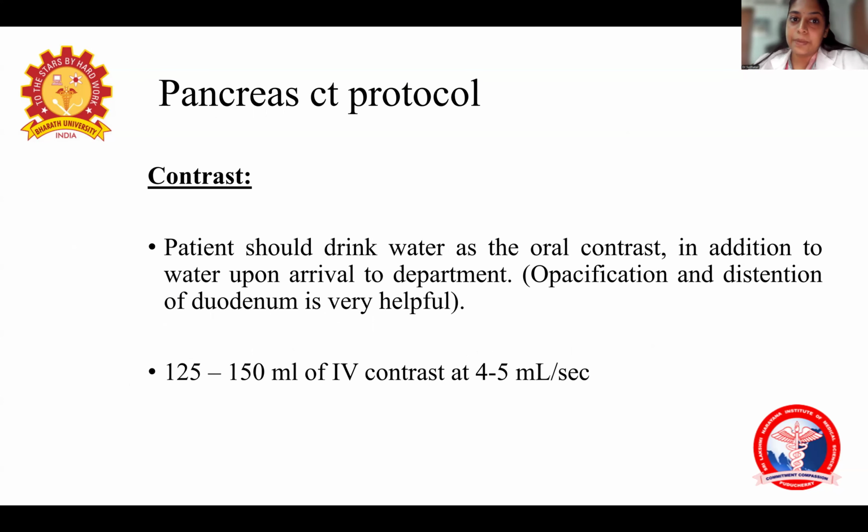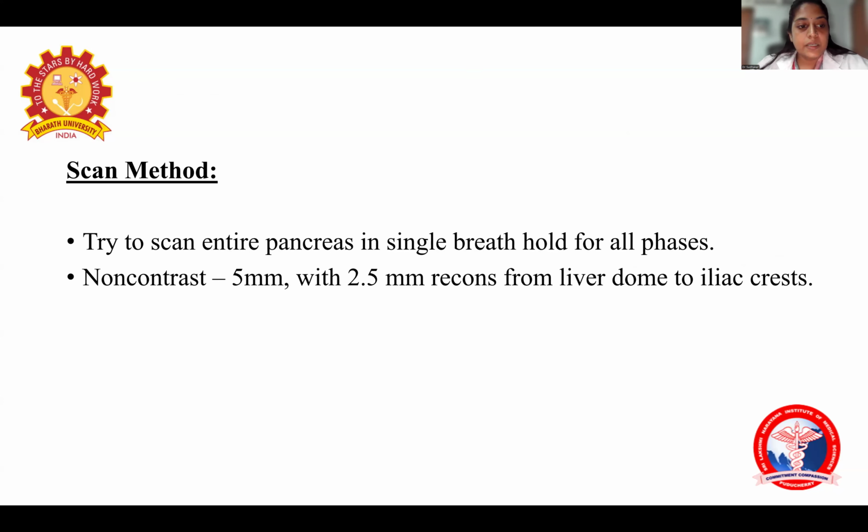This is a small pancreas CT protocol, just for a brief slide. Okay. The patient should drink water as an oral contrast, in addition to water upon arrival to the department. Opacification and distension of the duodenum is very helpful because the head of the pancreas is around it. So 125 to 150 ml of IV contrast at 4 to 5 ml per second is recommended. The scanning method is to scan the entire pancreas, but in case of an abdominal study, you usually start from the xiphoid. So the entire pancreas in a single breath. That is very important to avoid any motion artifacts. Single breath hold for all the phases, venous, arterial. The non-contrast scan at 5 mm with 2.5 mm recons from liver dome to iliac crus is done.